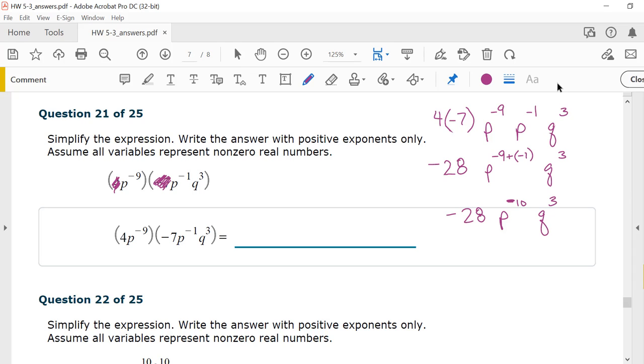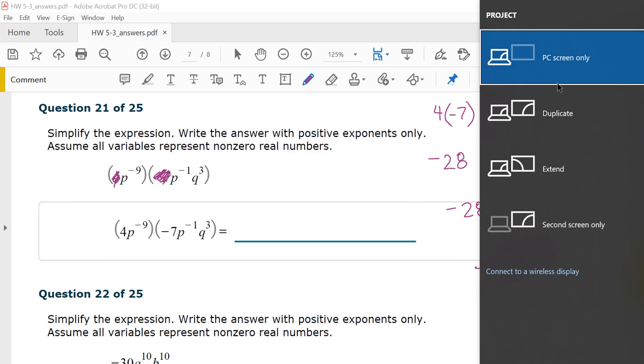We don't like the negative exponent, so I've got negative 28. p to the 10 is in the denominator, and then q to the 3 stays in the numerator. Number 22.